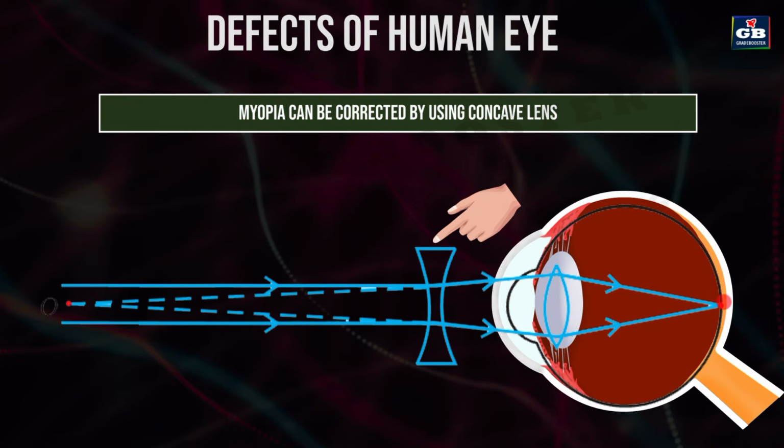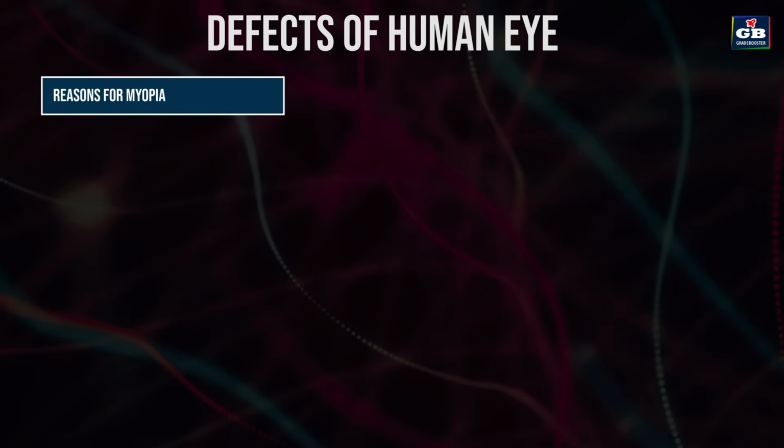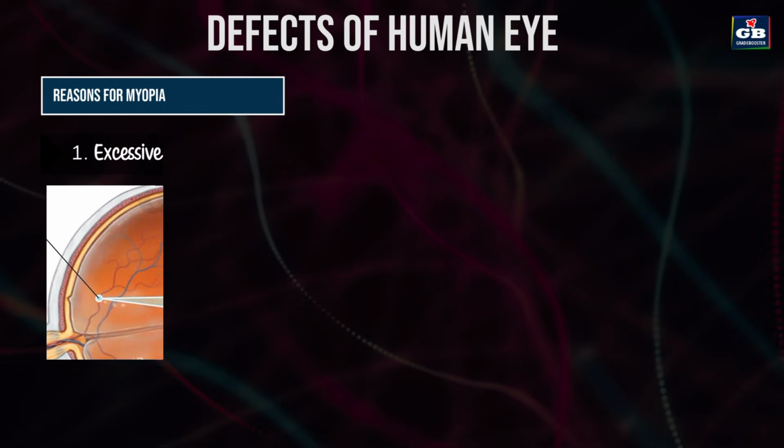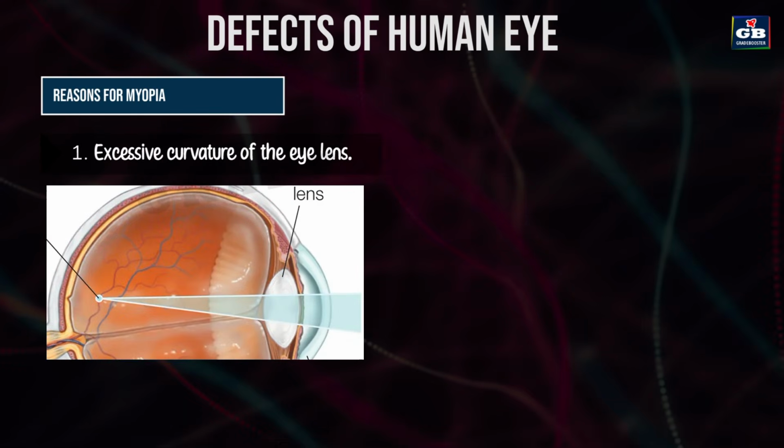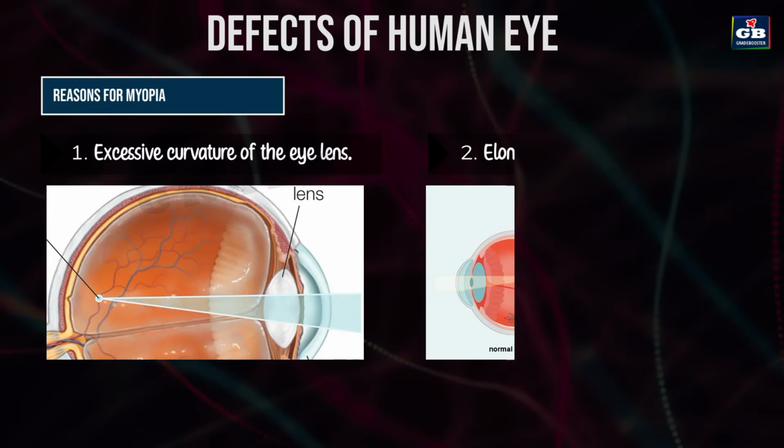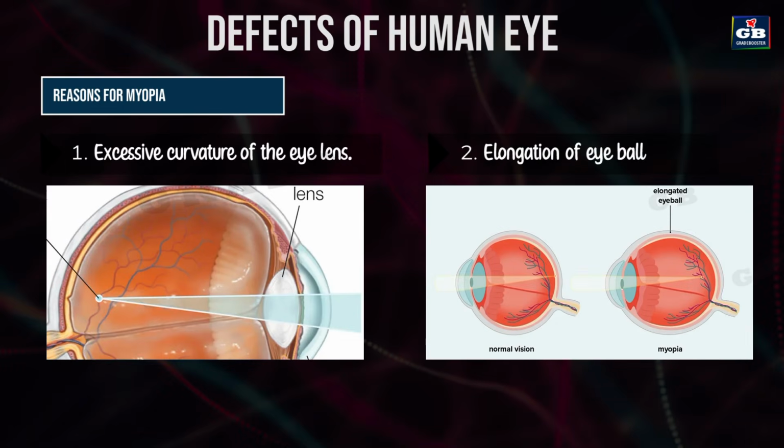Then what are the reasons for myopia? There are two reasons for myopia. 1. Excessive curvature of the eye lens. If the eye lens gets excessive curvature, it leads to myopia. And the second one is elongation of the eyeball. If the eyeball is elongated, then it also leads to myopia.